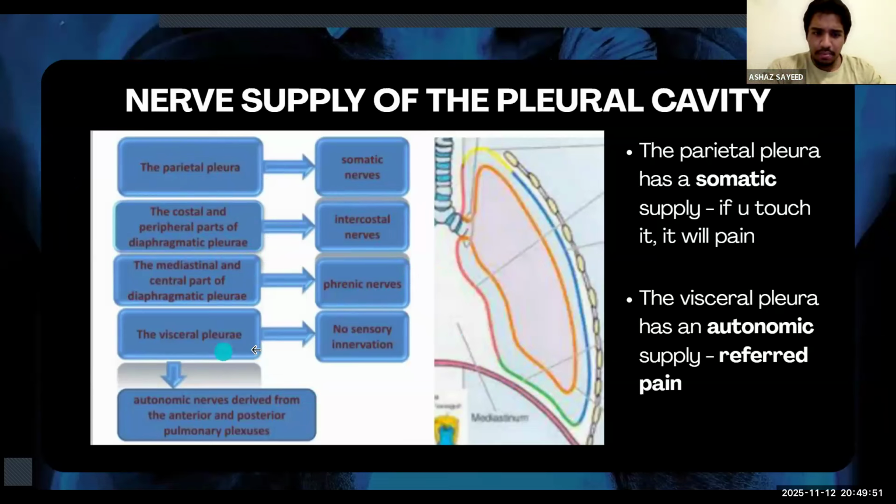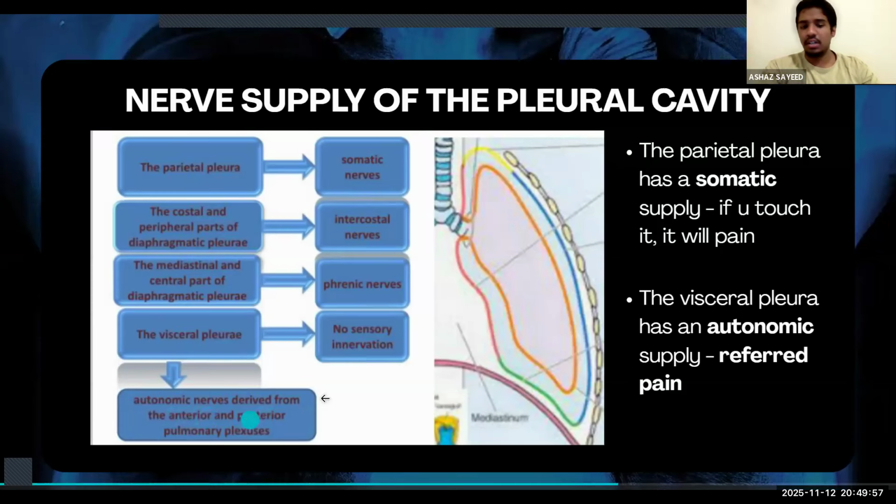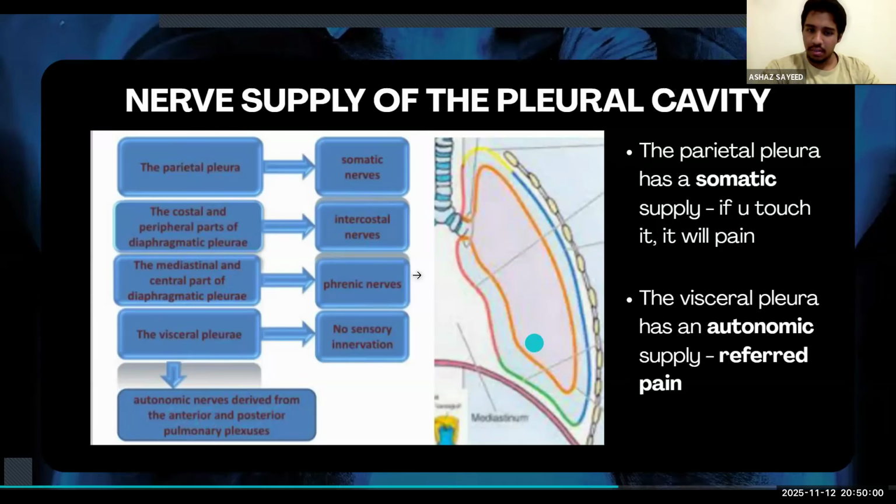The visceral pleura again has no sensory innervation. It's autonomic and it is derived from the anterior and posterior pulmonary plexuses. I'm not sure about the phrenic thing though.